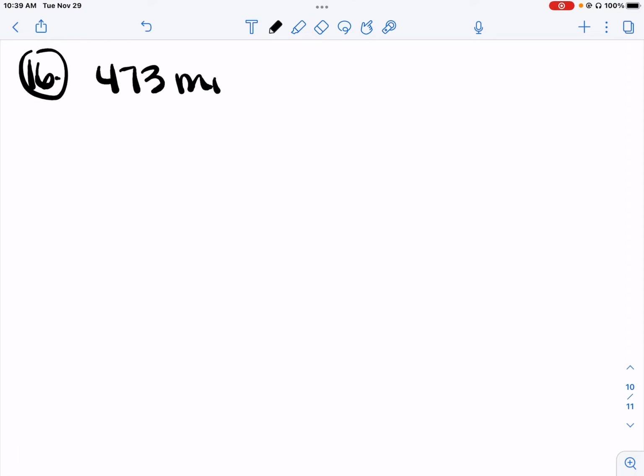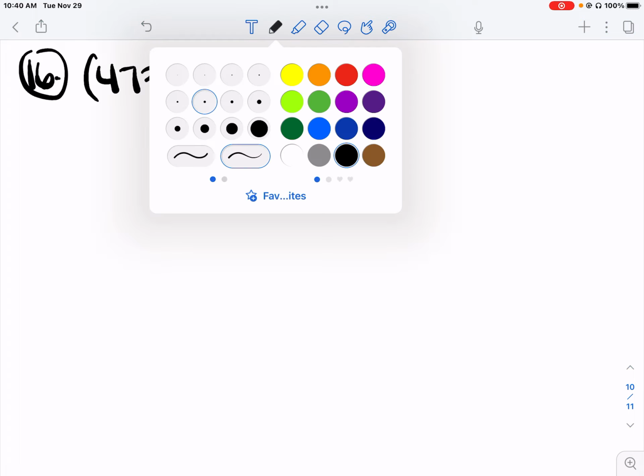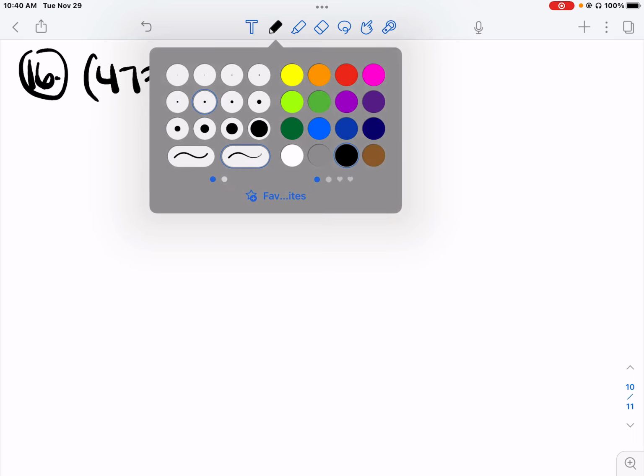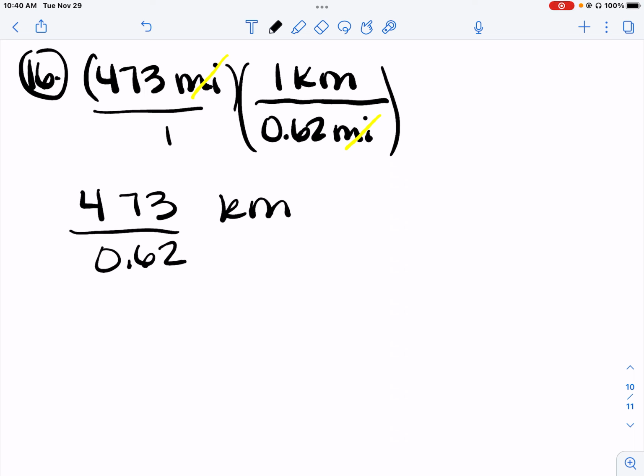473 miles, change to kilometers. 0.62 miles is 1 kilometer. Kilometer goes on top, miles goes on the bottom, so that miles cancel. Okay, that tells us 473 over 0.62, and kilometers is the units that didn't cancel. So that's 762.9 kilometers.